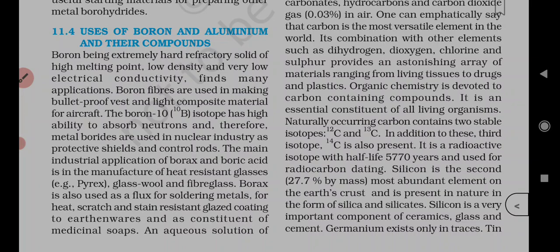The main industrial application of borax and boric acid is in the manufacture of heat resistant glasses. Example Pyrex, glass wool and fiber glass.